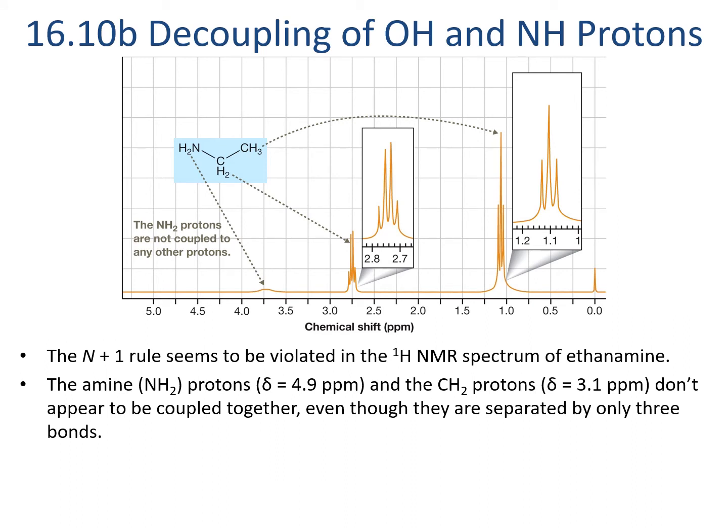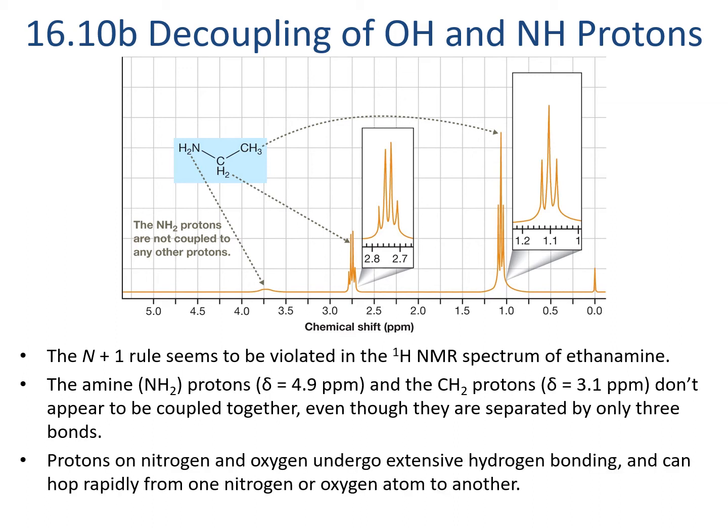So the amine NH2 protons and the CH2 protons don't appear to be coupled together, even though they're close enough that they should split. And that's because protons on nitrogen and oxygen will always be undergoing hydrogen bonding. And because they can hop from one nitrogen to another, we don't actually see good splits. The same reason that they're broad is the reason they don't split neighbors. That's something to look out for.